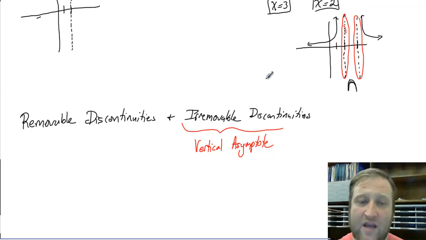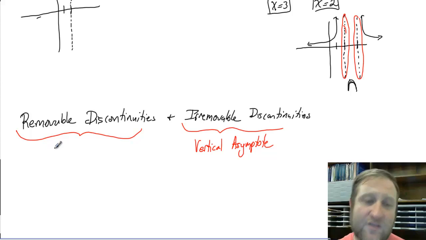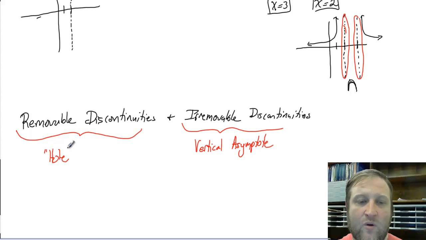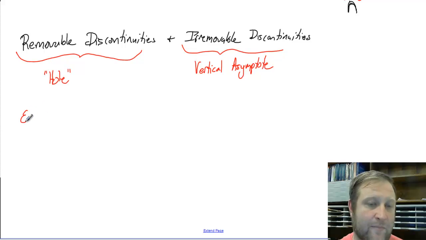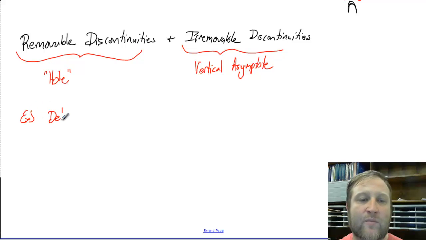Over here, however, with removable discontinuities, these are discontinuities we can remove, and these are synonymous with holes. This will be a hole in your graph. So let's go ahead and look at an example. The example instructions will be: determine vertical asymptotes.